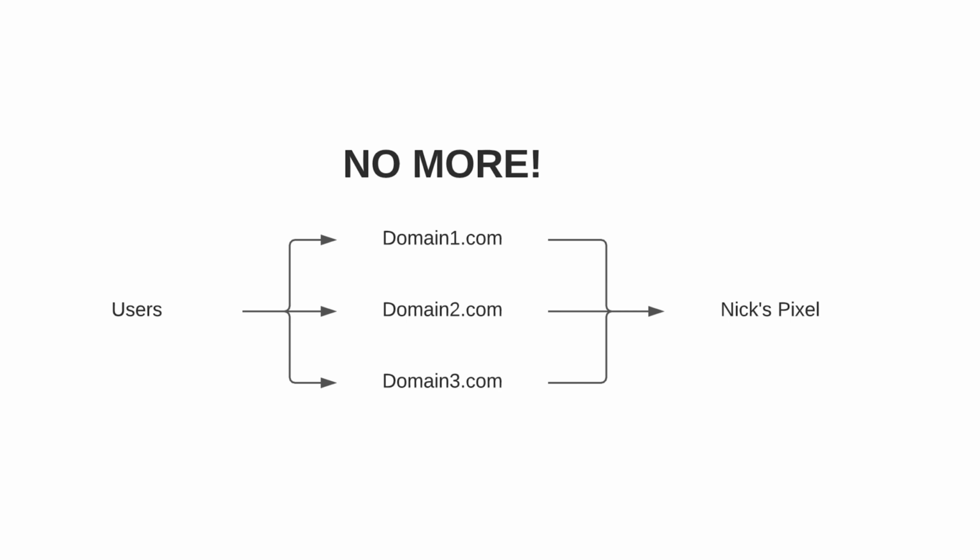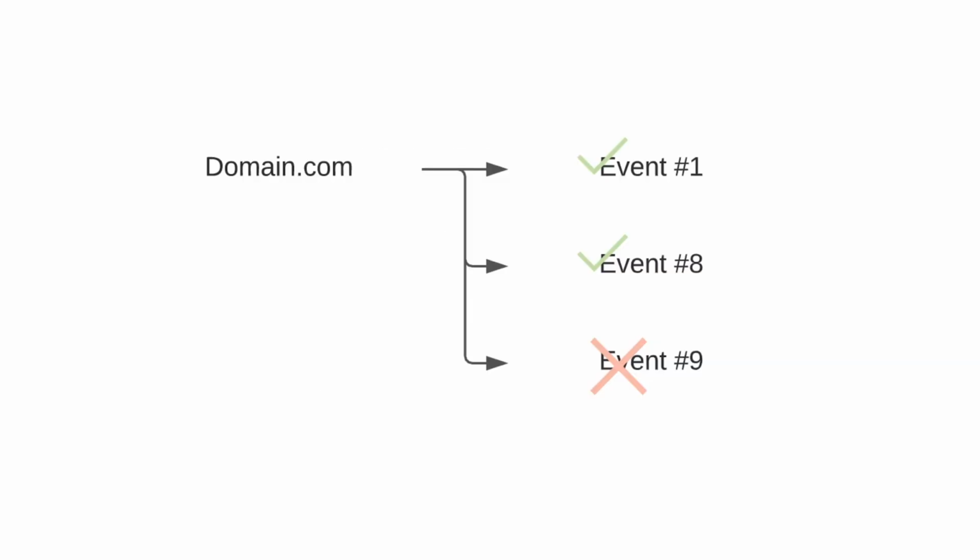There's no more of this where users can go to any one of those domains that share that one pixel, and then that pixel will track them all. There's no more of that. Then also 8 events per domain, and Facebook is going to pick the 8 events that they think work best for your domain.